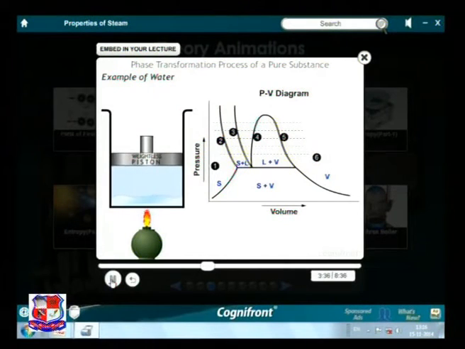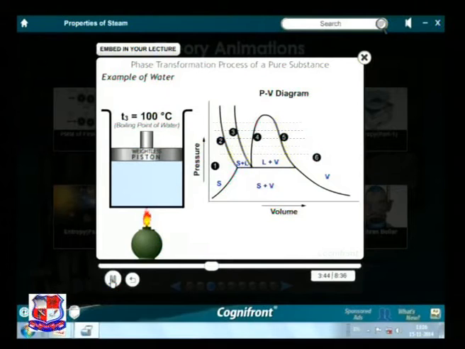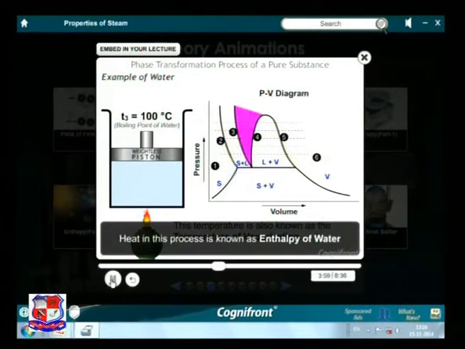On further heating, water enters the liquid phase. Water remains in this phase until the temperature reaches the boiling point of water, that is 100 degrees Celsius. This temperature is also known as the temperature of vaporization. This phase is shown by the region between states 3 and 4.